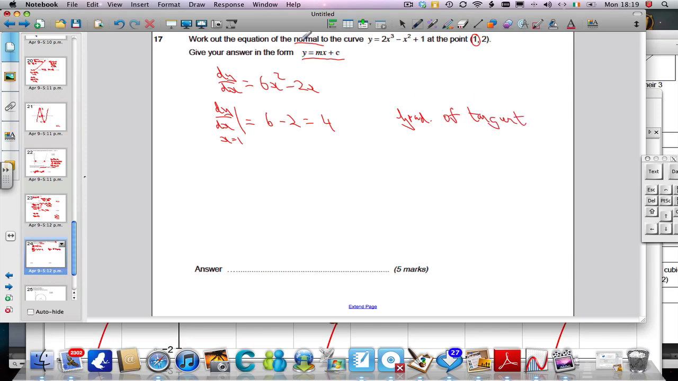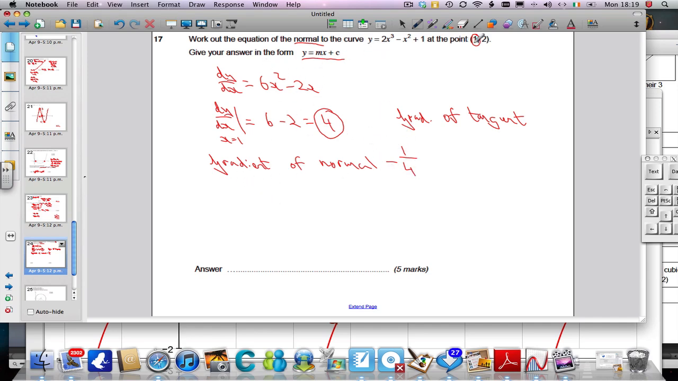Now, the normal is always perpendicular to the tangent. So if the gradient of the tangent is 4, the gradient of the normal is going to be that flipped upside down and change the sign. That's a quick way of doing it. The gradient of the tangent and the gradient of the normal are always perpendicular to each other. So if the gradient was 4 here, the normal must be 1 over minus 4, or minus 1 over 4 in this case.